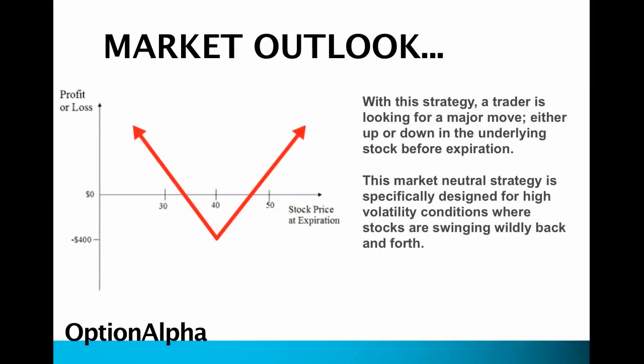The market outlook for this strategy is just really looking for a big move in either direction. So if you're going to trade a long straddle, you really want a huge move. You just don't care which direction it's in. So this is really the ideal market neutral strategy. The stock can go up, it can go down. As long as it just moves and doesn't stay right where it is, then this is a great strategy for you. So again, this is specifically designed for high volatility conditions where stocks are swinging wildly back and forth.